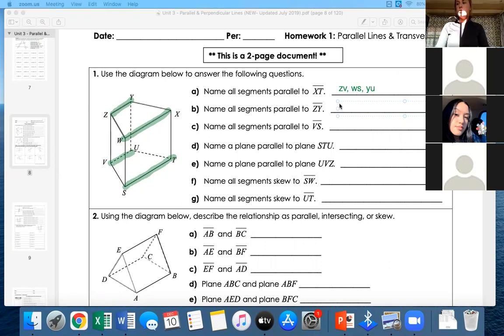Okay, so in the chat, tell me some lines that are parallel to ZY. I have them highlighted on my screen. And as you tell me them in the chat, I will type them into this box. Perfect, guys. Okay, so there's only 3.